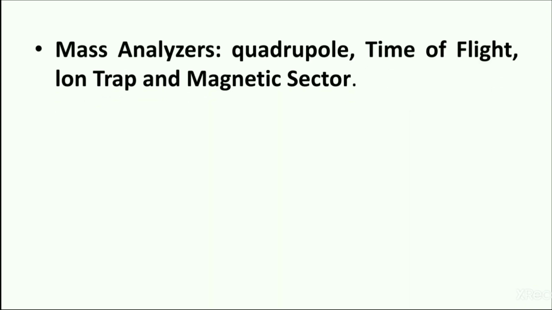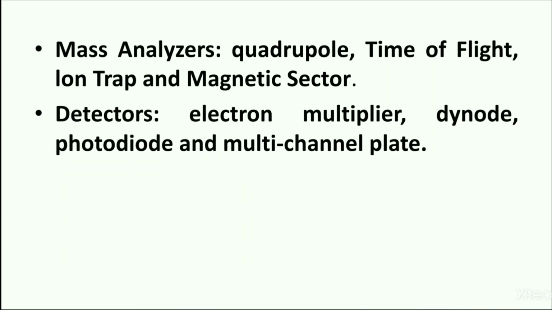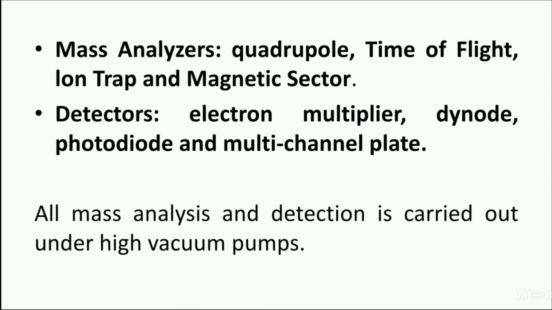Different types of mass analyzers used are quadrupole, time of flight, ion trap, and magnetic sector. Detectors used in GCMS can be either electron multiplier or different types of dynode, photodiode, or multi-channel plates. The complete process of mass analysis and detection is carried out under high vacuum pumps to avoid collision of ions and to provide a longer mean free path to the ions under investigation.